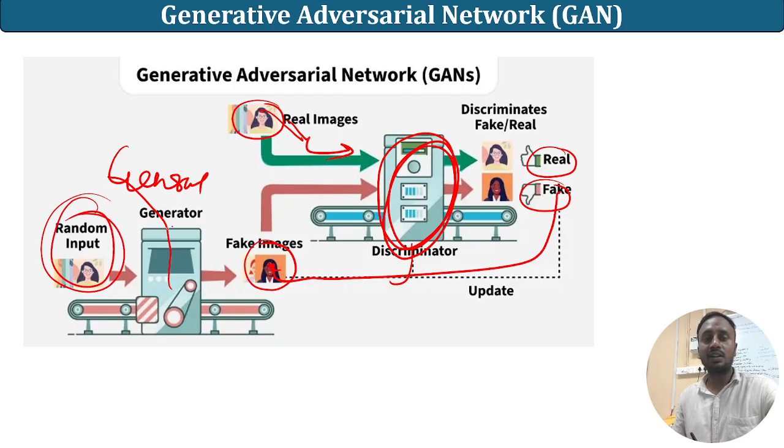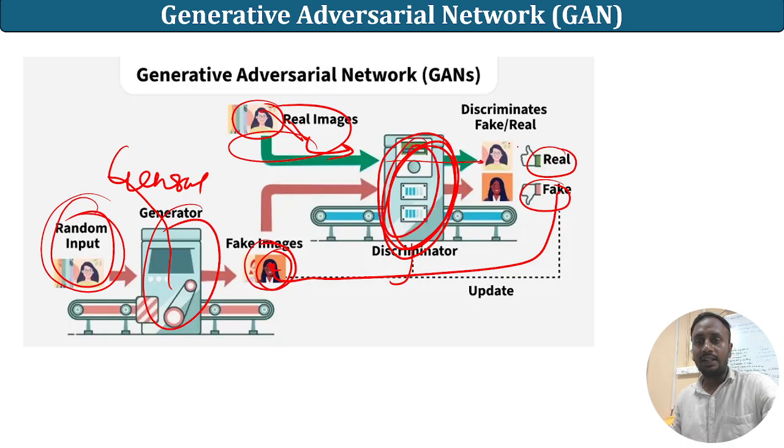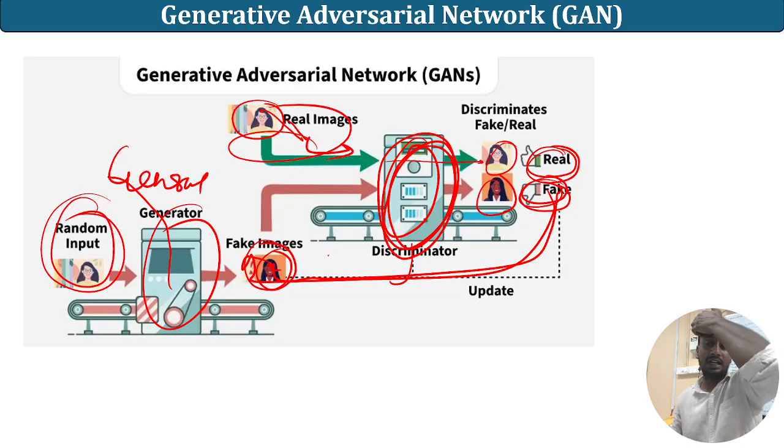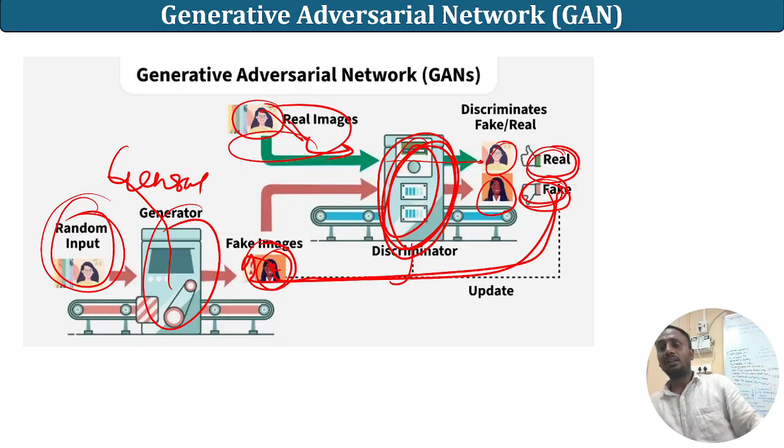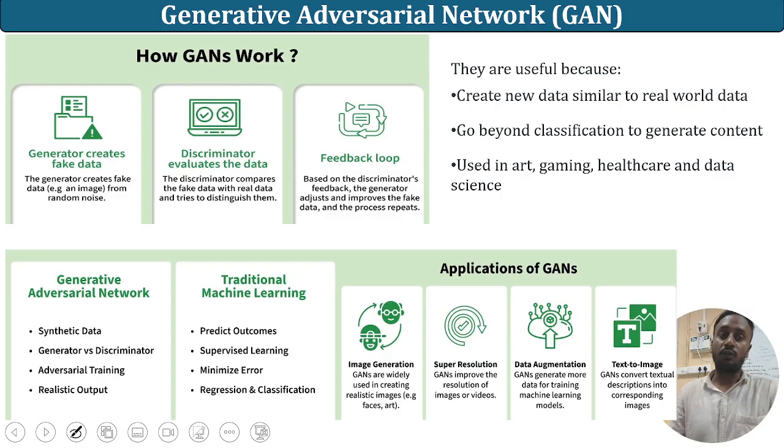Random input is there, and the real image is given. The generator produces, let's say, a fake image, and this is a real image. Then we give them to the discriminator, and we get either real or fake. If it is fake, we feed it back for an update, and then come back, until we get the actual generative model.